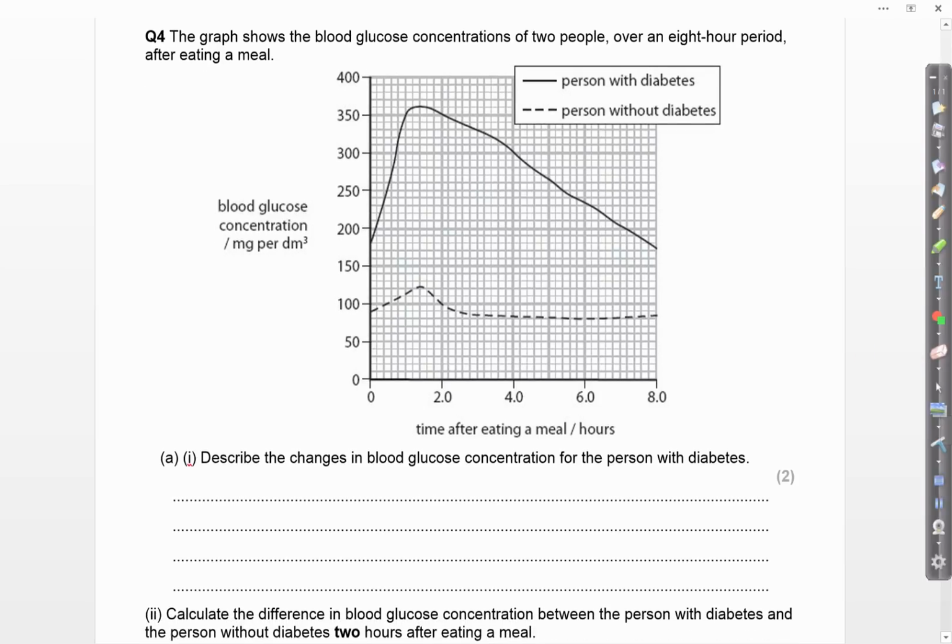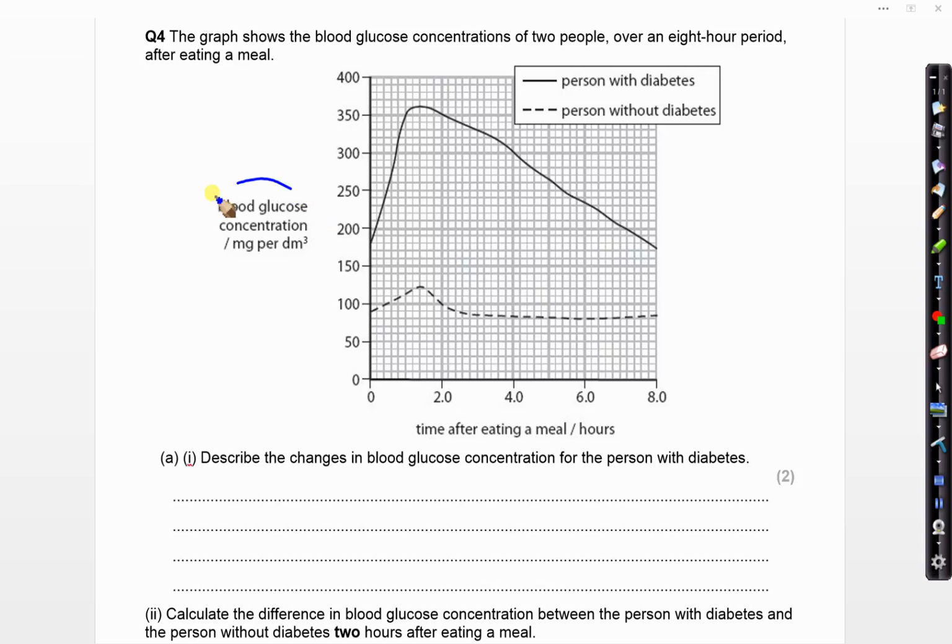Question 4. So we've got a graph here. The graph shows the blood glucose concentrations of 2 people over an 8-hour period after eating a meal. So let's have a look at these X and Y axes.